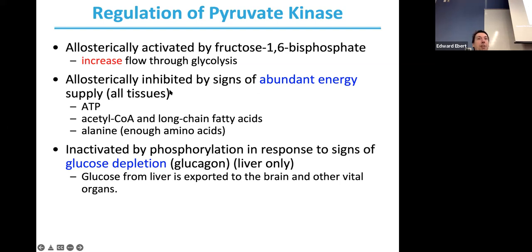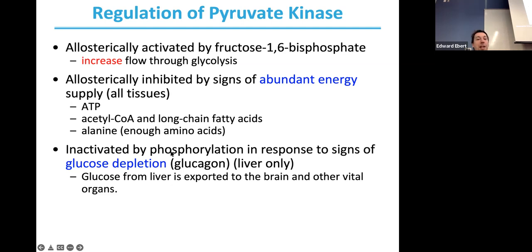On the other hand, pyruvate kinase is inhibited by signs of abundant energy supply. So ATP will bind to it and slow it down. Acetyl-CoA or long chain fatty acids can also bind to it and slow it down. And alanine can do that. Why alanine? Well, that indicates we have a sufficient pool of amino acids. And keep in mind, we can shunt our pyruvate into generating new amino acids.